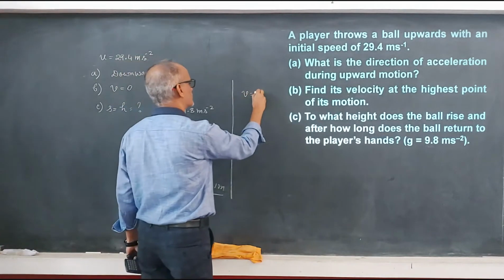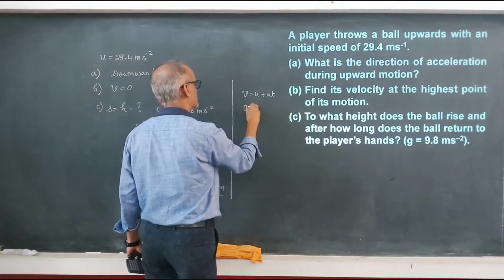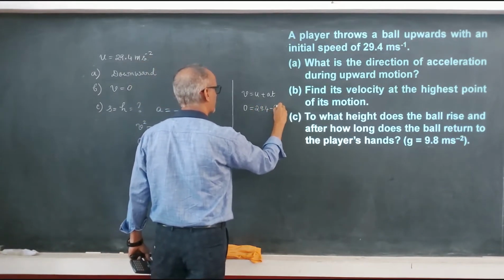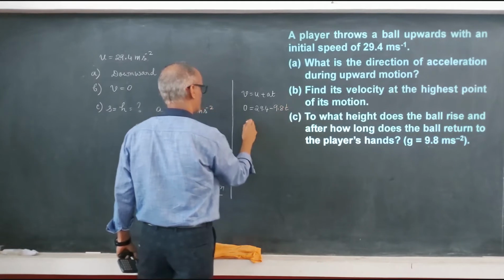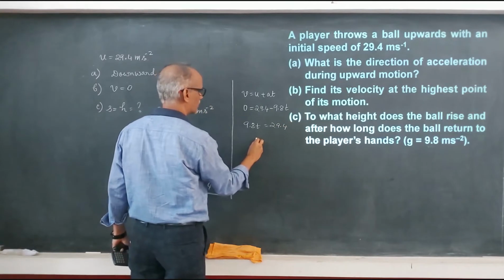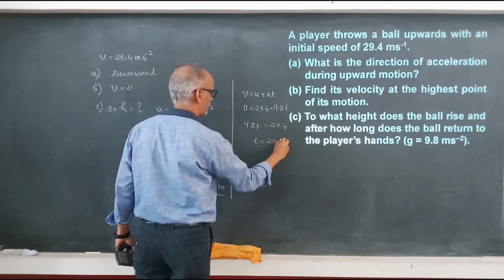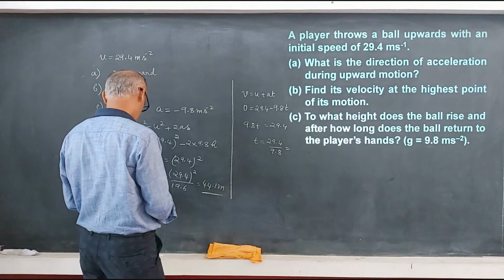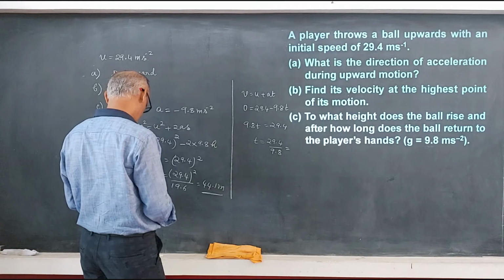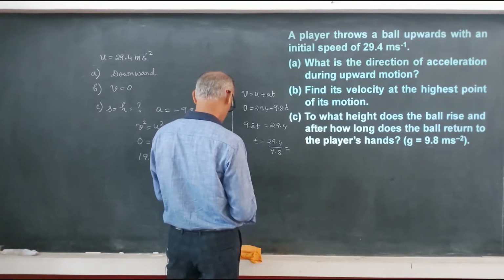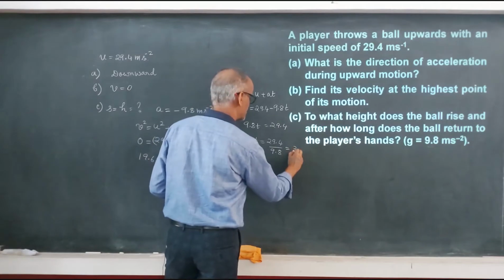I will use the equation v = u + at. Final velocity is 0, the initial velocity is 29.4, minus 9.8 into t. So 9.8 t is equal to 29.4, or t is equal to 29.4 by 9.8. So 29.4 divided by 9.8 will give us 3 seconds.